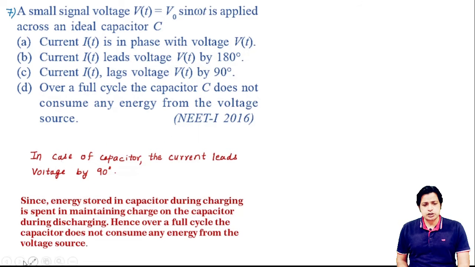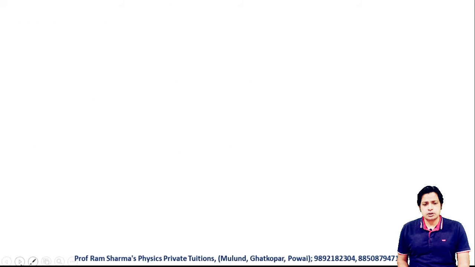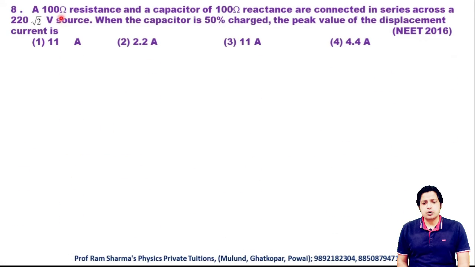Now let us move on to question number 8. Question number 8 is: 100 ohm resistance and a capacitor of 100 ohm reactance are connected in series across a 220 root 2 volt source. When the capacitor is 50% charged, the peak value of the displacement current.